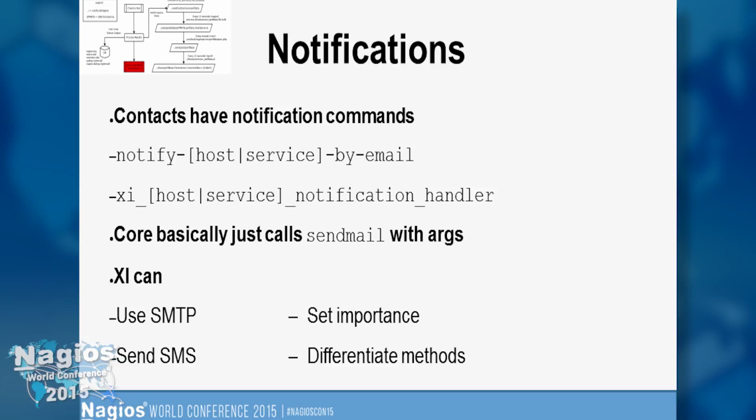So you can do a couple things. Basically, you have a contact, right? Everyone's got a contact that has a notification command. So in core, you would have notify host or service by email, and in XI, host or service notification handler if you're using XI. Core basically just uses sendmail, all right? So the command is literally just like echo this into sendmail and give it a subject.